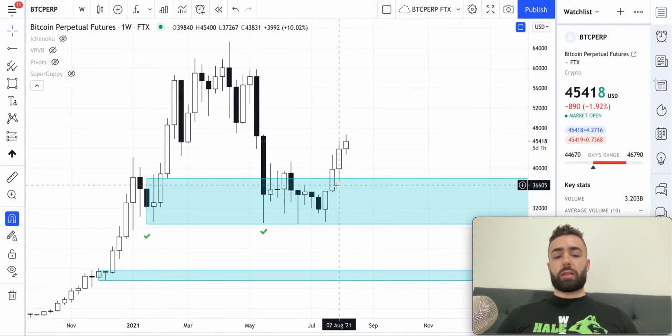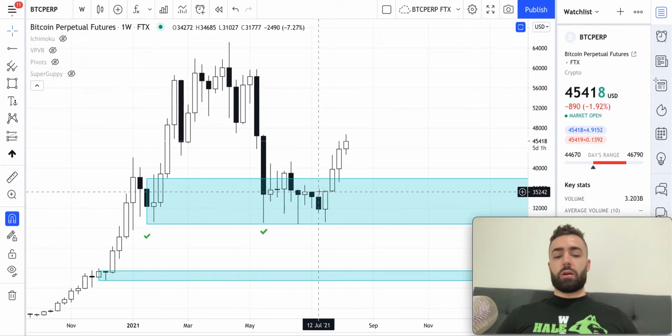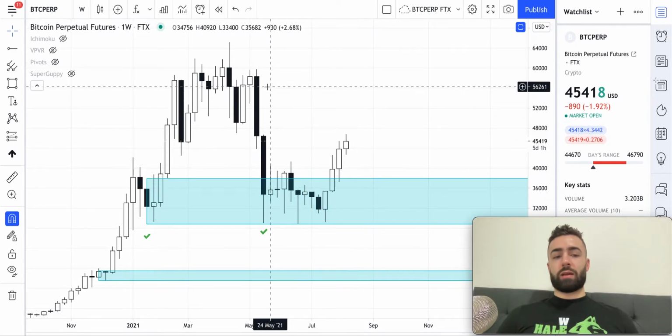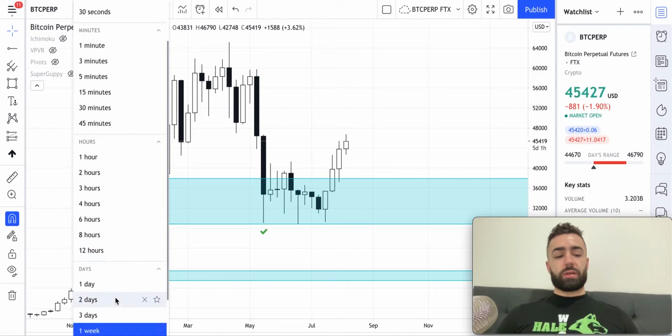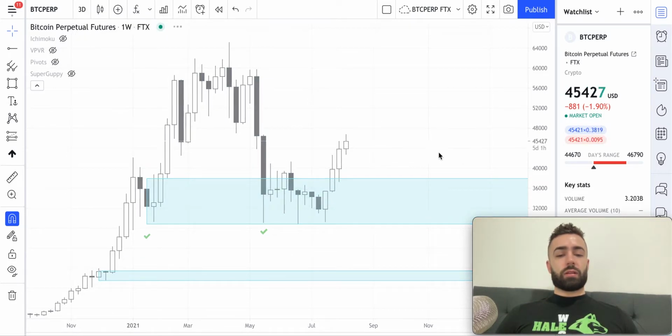If they are, then this candlestick right here will end up being strong support for price if we return to that level. So that'll be something I'll be watching in the coming months. Let's go down to the lower time frames now.